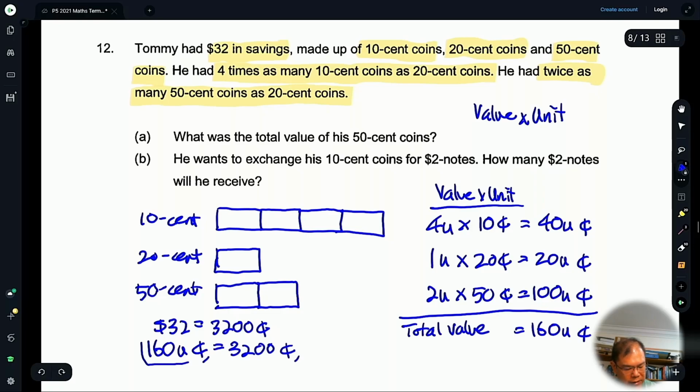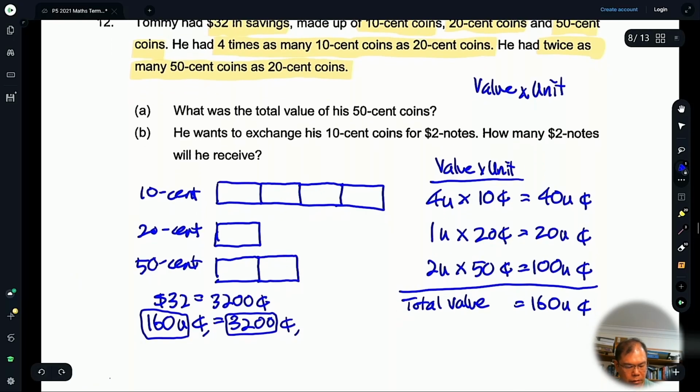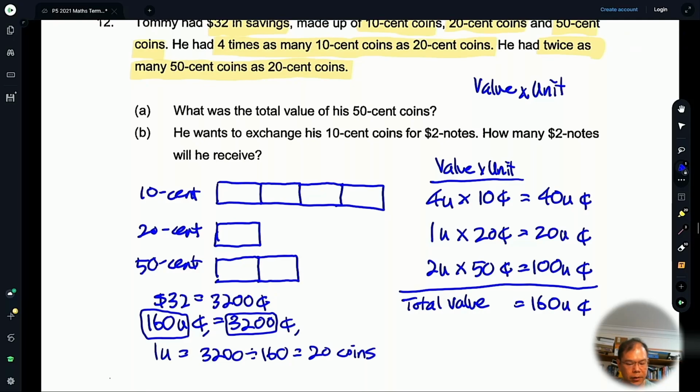So 160 units is actually equal to 3,200. Okay, so 1 unit, 3,200 divided by 160. So each unit is actually 20 coins. Right? So there are actually 20 coins in each unit.